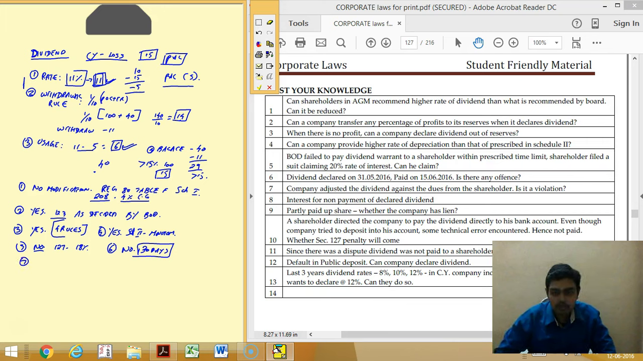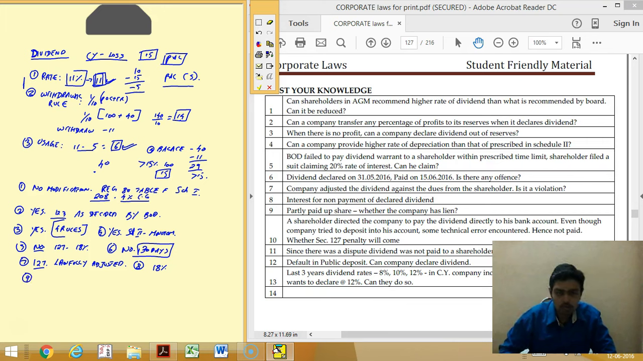Then question number 7, the company adjusted the dividend against dues from shareholders. Is it a violation? As per Section 127, when there is a due from the shareholder and it is lawfully adjusted, there is no violation. And question number 8, interest for non-payment of declared dividend, 18%.